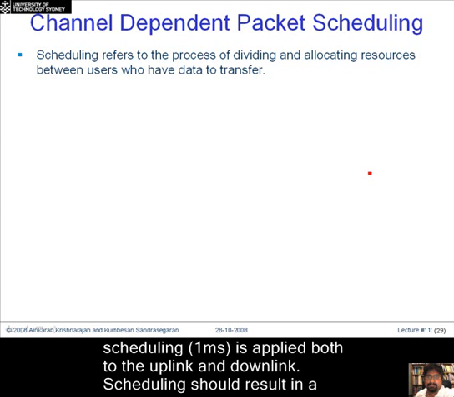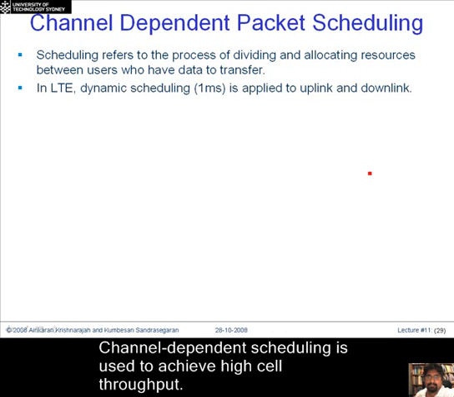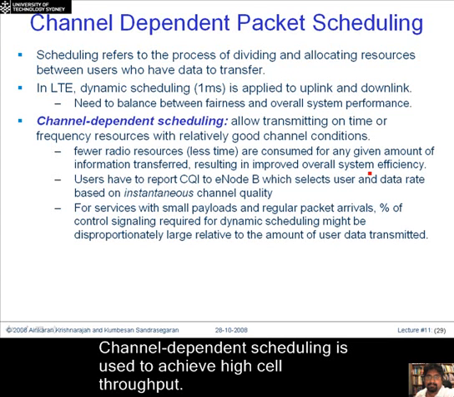Okay, so you have to do scheduling both in the uplink as well as in the downlink. In the downlink, you have a number of packets waiting to go to different users, and in the uplink, you've got different users who have packets to send to the node B. Okay, so in LTE, the scheduling time period is 1 millisecond, and this is applied in both the uplink as well as the downlink.